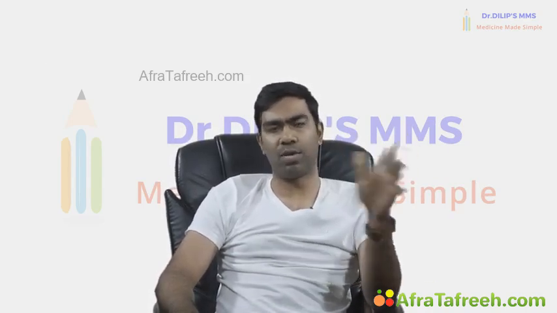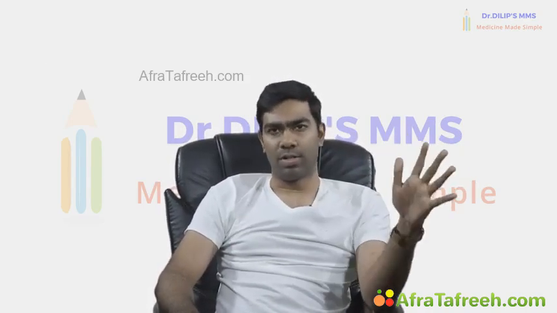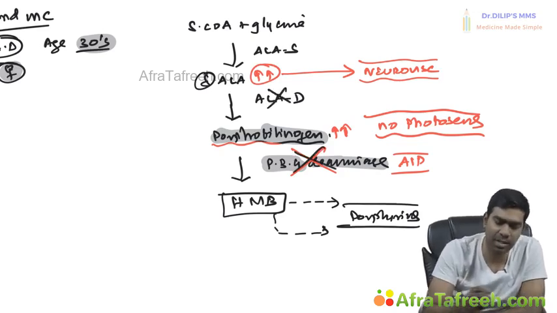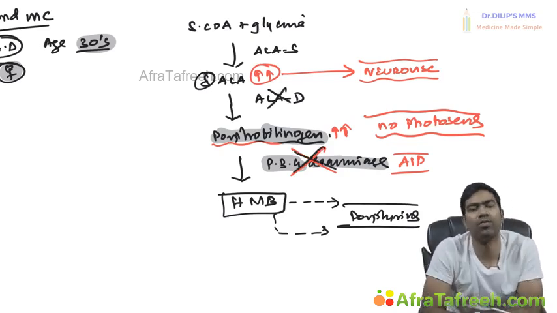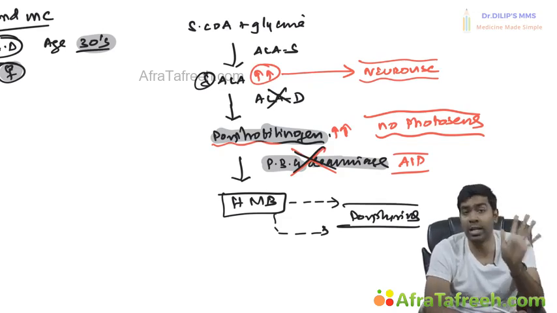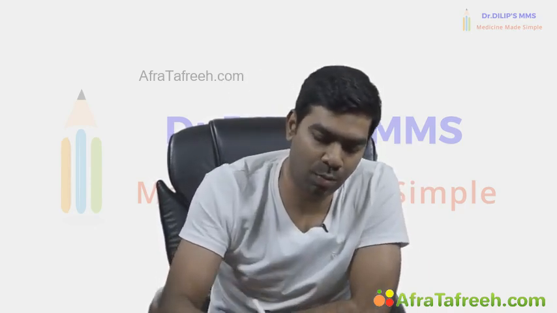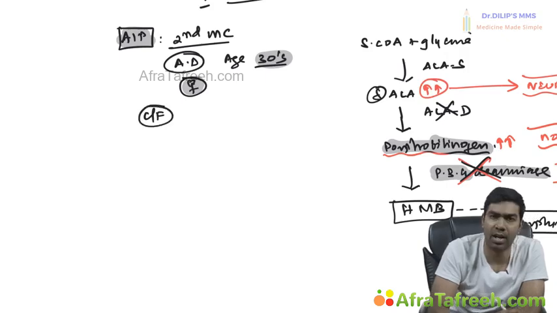That is the reason why beyond this point only you can get photosensitivity. Before this, it's impossible to develop photosensitivity. That is the reason why ALA dehydratase deficiency as well as PBG deaminase deficiency are not going to develop any photosensitivity. You are going to develop only neuropsychiatric, neurovisceral manifestations like abdominal pain and neuropsychiatric complications. That's all. So this is one of the few porphyrias, and these are very important clinical features if they ask you.